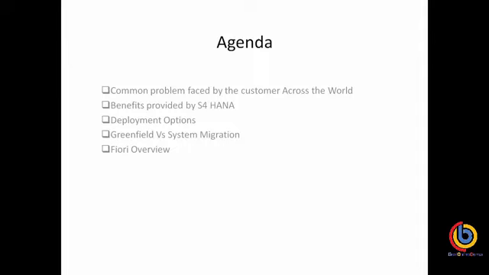Earlier our modules were not simplified. Later on in 2013, SAP first came out with one product, that is BW on the HANA database, for reporting purposes. So that was the first product.